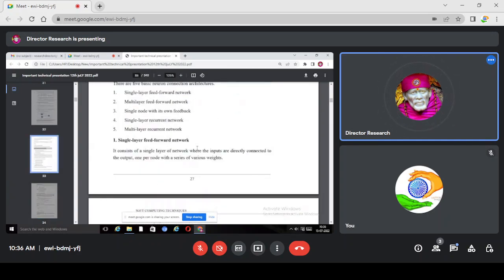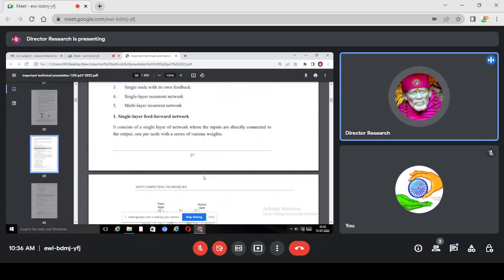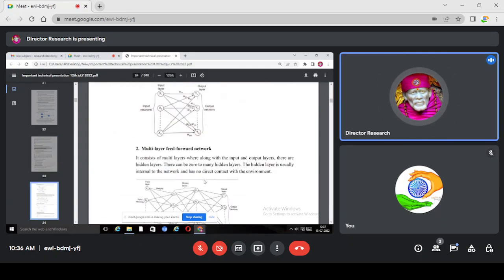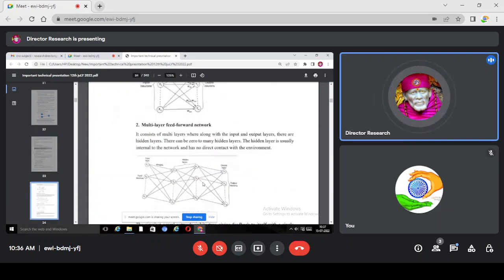Okay, single layer feed forward network. We will discuss them one by one. It consists of a single layer network where the inputs are directly connected to the output, one per node, with a series of various signals. In a multi-layer feed forward network, I will show the diagrams, of course, it consists of multiple layers where, along with the input and output layers, there are hidden layers. There can be zero to many hidden layers. The hidden layers are usually internal to the network and have no direct contact with the environment.